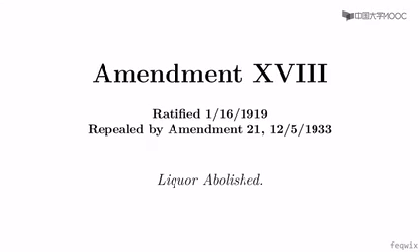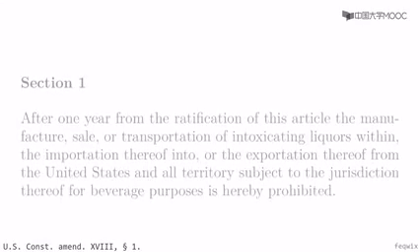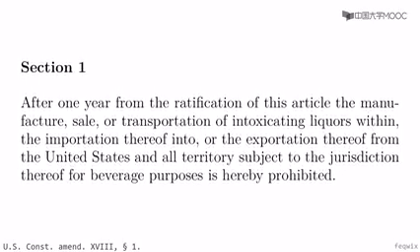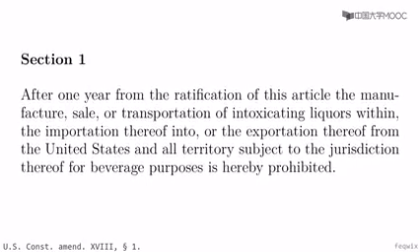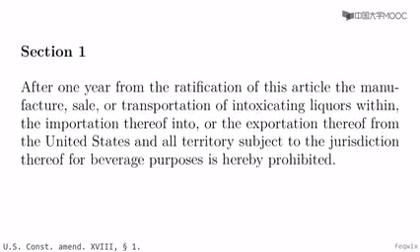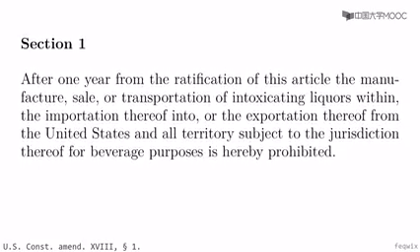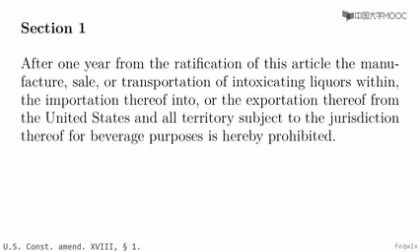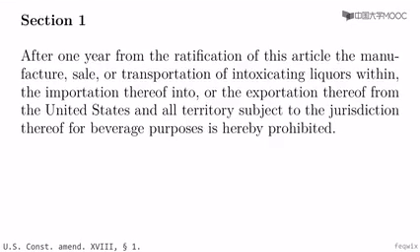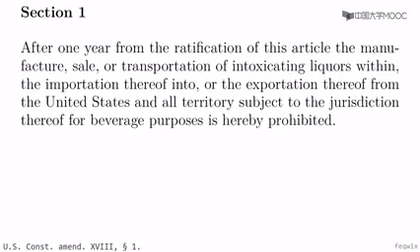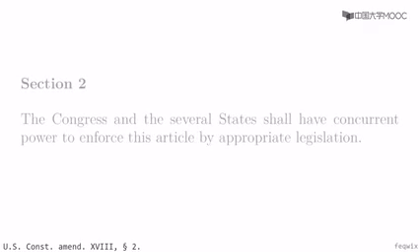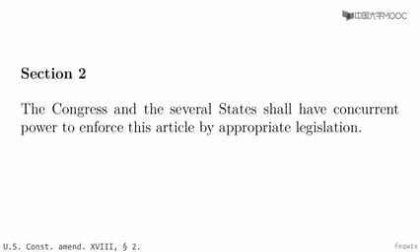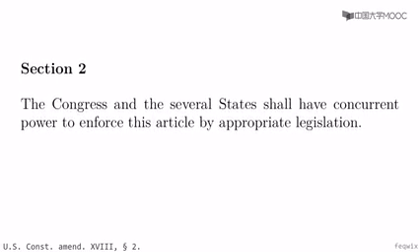Amendment 18. Section 1. After 1 year from the ratification of this article, the manufacture, sale, or transportation of intoxicating liquors within, the importation thereof into, or the exportation thereof from the United States and all territory subject to the jurisdiction thereof for beverage purposes is hereby prohibited. Section 2. The Congress and the several states shall have concurrent power to enforce this article by appropriate legislation.